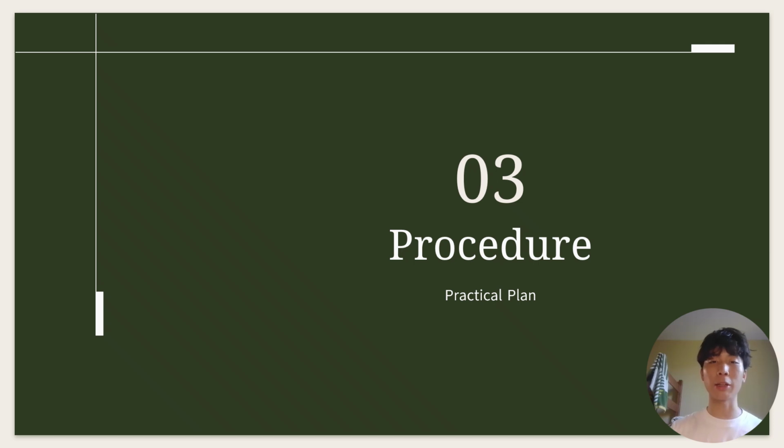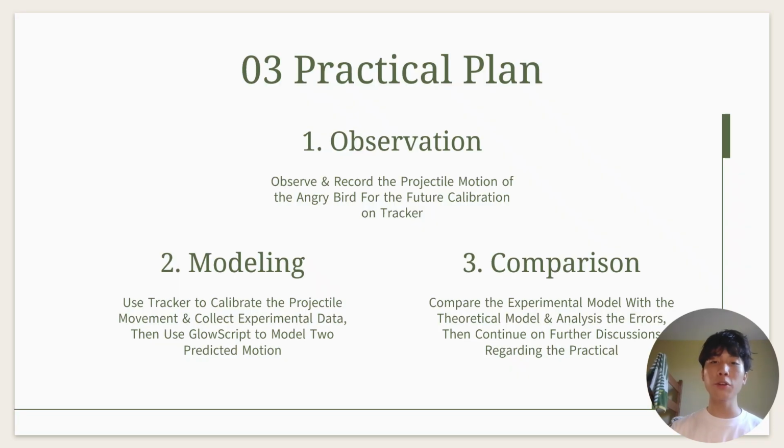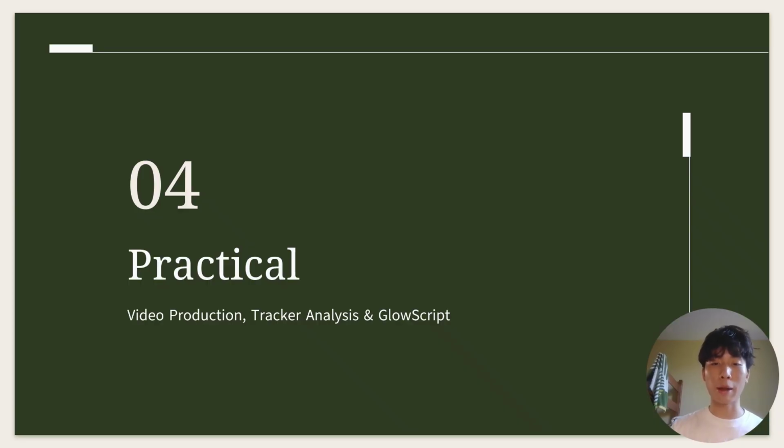The next thing is the procedure of the practical plan. First of all, we will do some observation by using screen recording on our iPhone and record gameplay of the Angry Bird projection. Then the projectile motion will be calibrated using Tracker, and we collect the experimental data. We also use GlowScript to model the theoretical motion, and then we'll finally compare the two graphs, the two results, and do some further discussions while also talking about some potential errors. Now I'm going to talk about my practical.